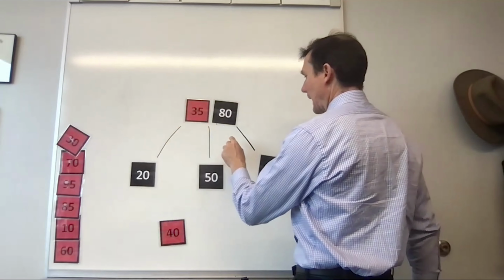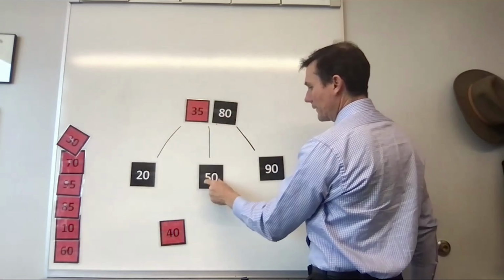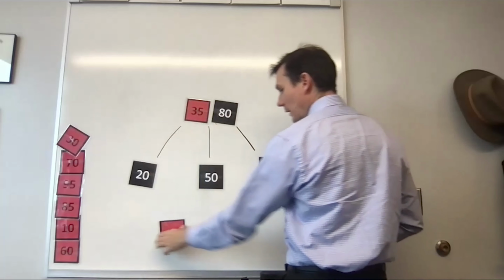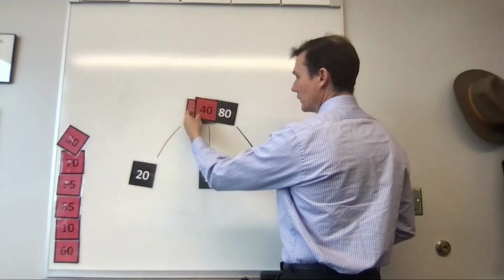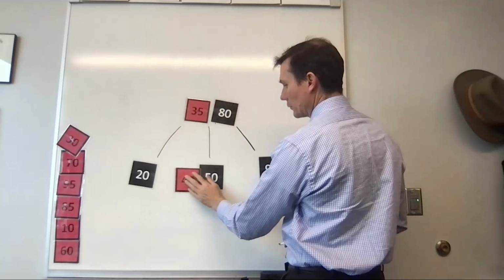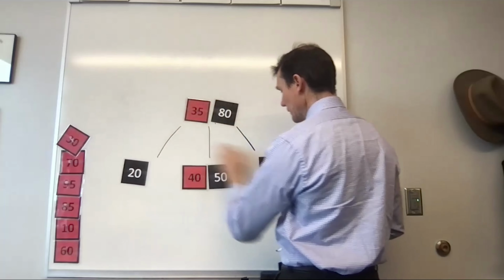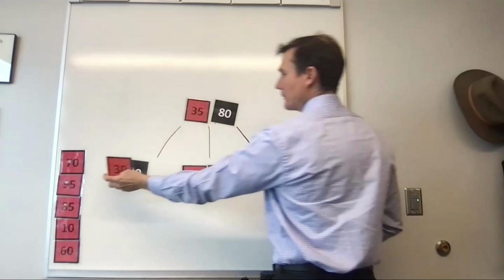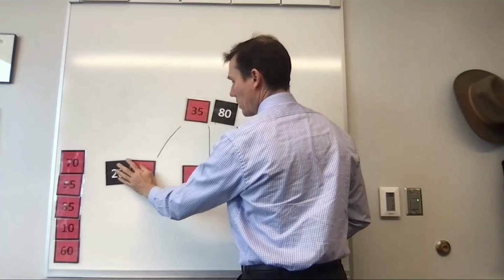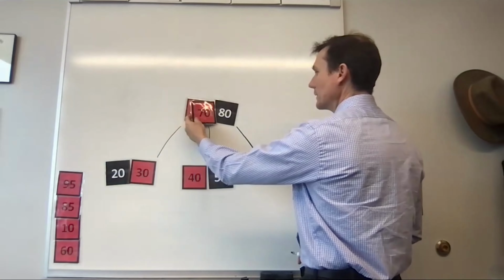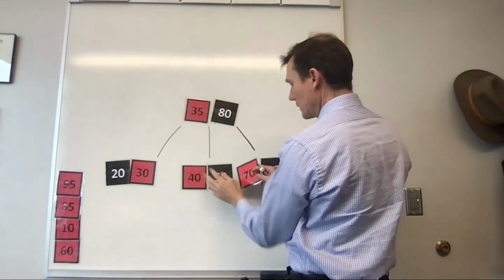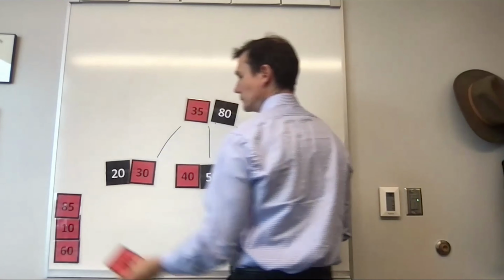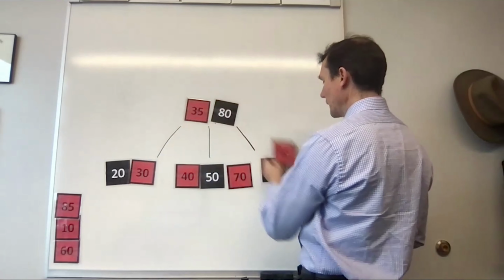Now observe that 90 is greater than 80. 50 is between 35 and 80, and 20 is less than 35. And now I'm able to insert my 40, and 40 is between 35 and 80, so it goes right here. Maybe I should have given myself some more space. 30, less than 35, greater than 20. 70 is between 35 and 80. 95, greater than 80.